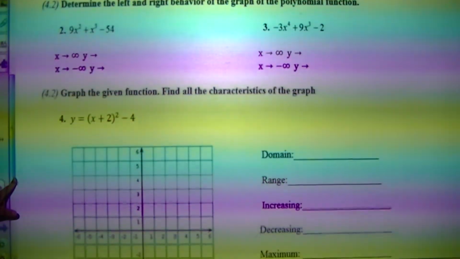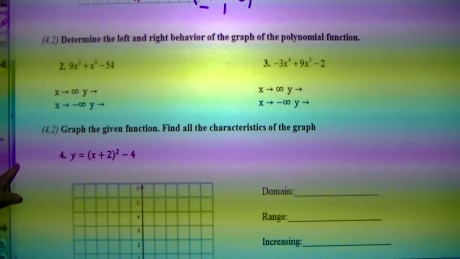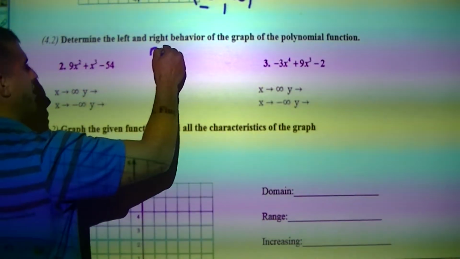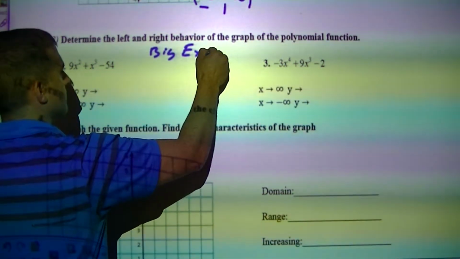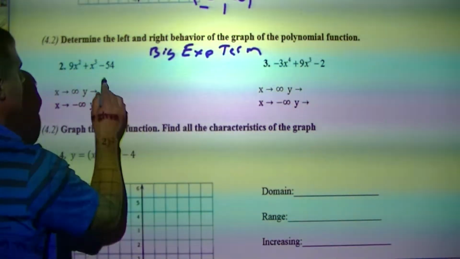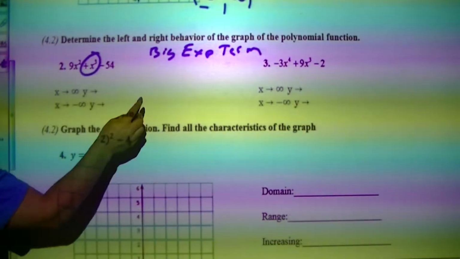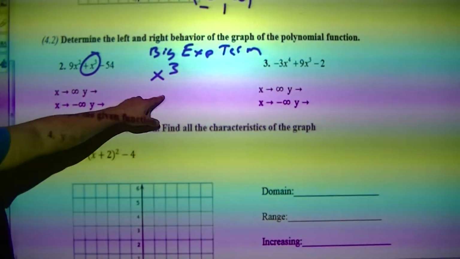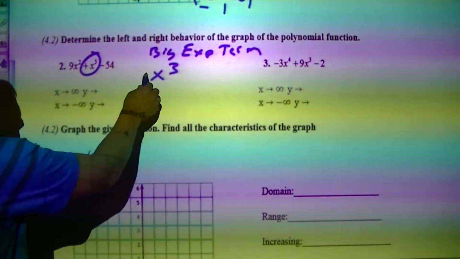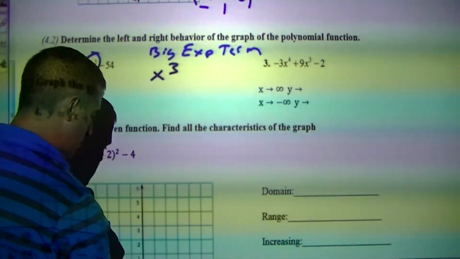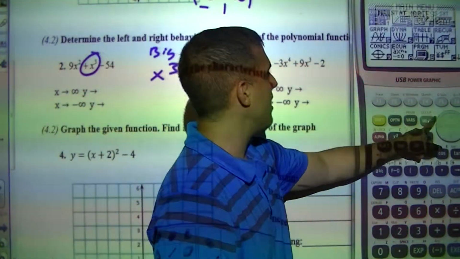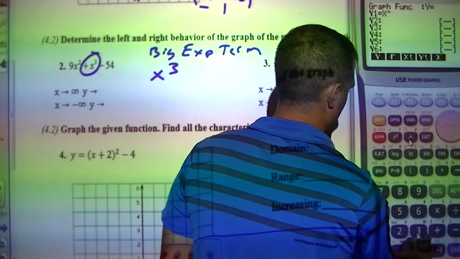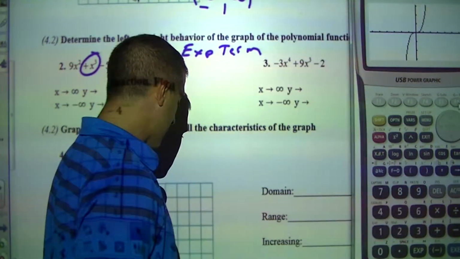Okay, it says determine the left and right behaviors. Now, what you're looking for here is the biggest exponent term, which in this one is going to be x cubed. Even if there was a number in front of it, all you're going to graph is the positive or negative version. So I'm going to go to my calculator menu. I'm going to go to graph, and I'm going to type in x cubed. Draw it. Okay, and I got that.